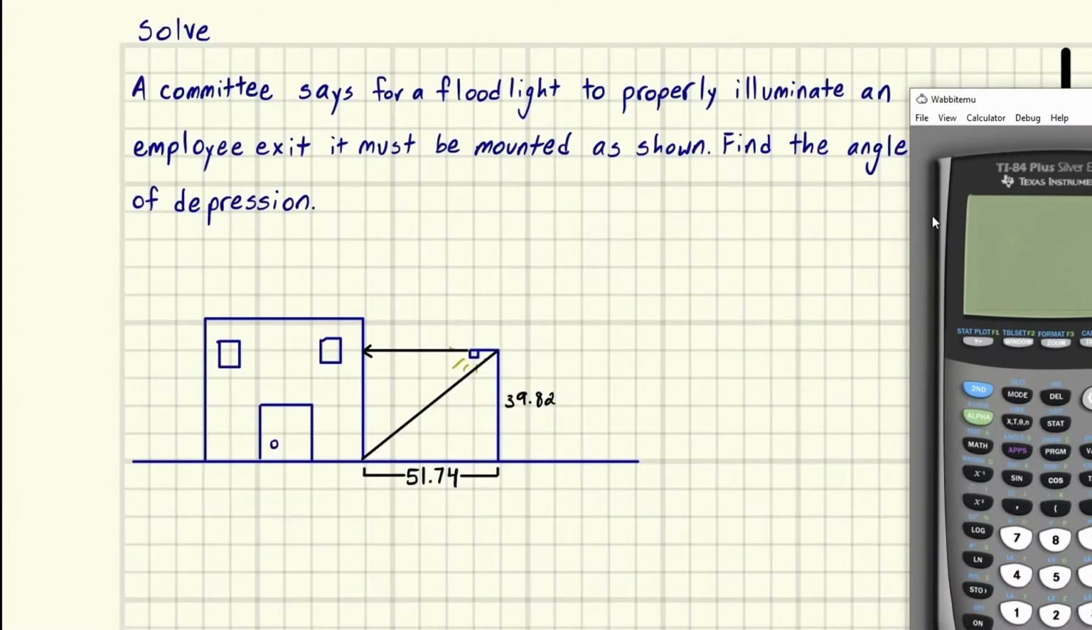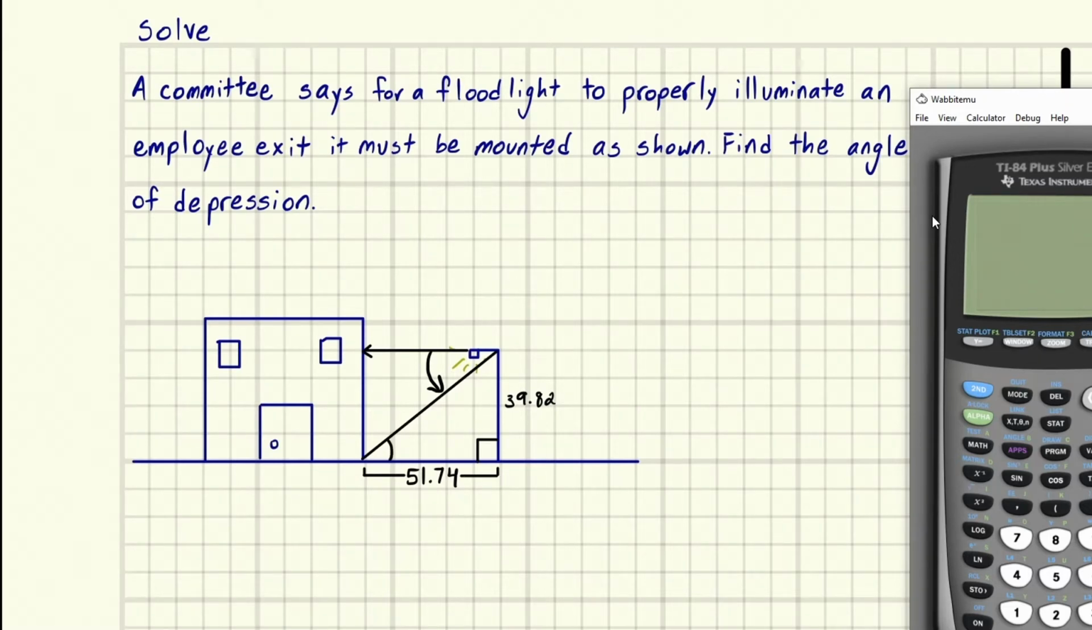So this thing's supposed to be the light. The angle of depression is referencing how much we have to go down here. So that would be this angle we're interested in. Now we know that this is a right angle, and we want to find this. We know two of the sides, which means that we can find this angle.